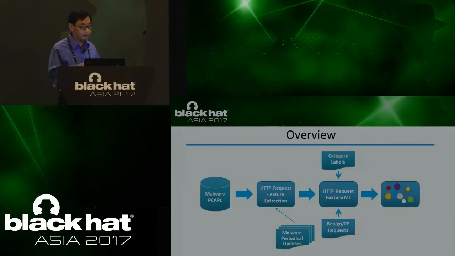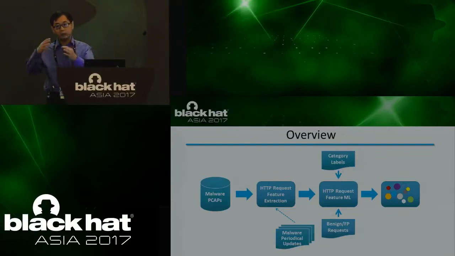So we have our malware PCAP, basically the network trace. We have big repositories. From that data, we extract the HTTP requests. We convert those requests to feature vectors in order to do the machine learning studies. So we use these request features. I'm going to talk about the method later to do the machine learning and create a model.